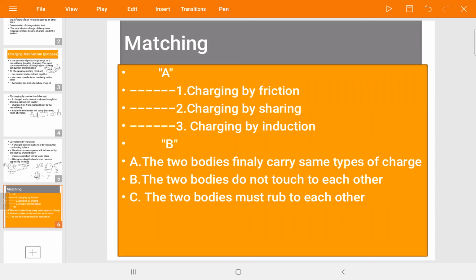The first one is charging by friction, the second one is charging by sharing, and the third one is charging by induction. And as alternatives: A says the two bodies finally carry the same types of charge. B, the two bodies do not touch each other; there is no physical contact between the two bodies. And C, the two bodies must rub against each other, in friction one against the other. Then how can we match them? Let me give you time to do this.